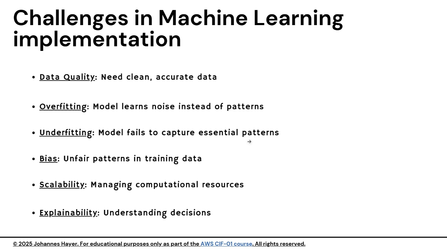And finally, there's the practical challenge of scalability. Modern machine learning models, especially deep learning ones, require significant computational resources. This means organizations need to carefully balance their ambitions with their available resources, often leveraging cloud services like AWS to manage the costs effectively. So understanding these tensions is crucial for the exam. Make sure you understand the different concepts here.